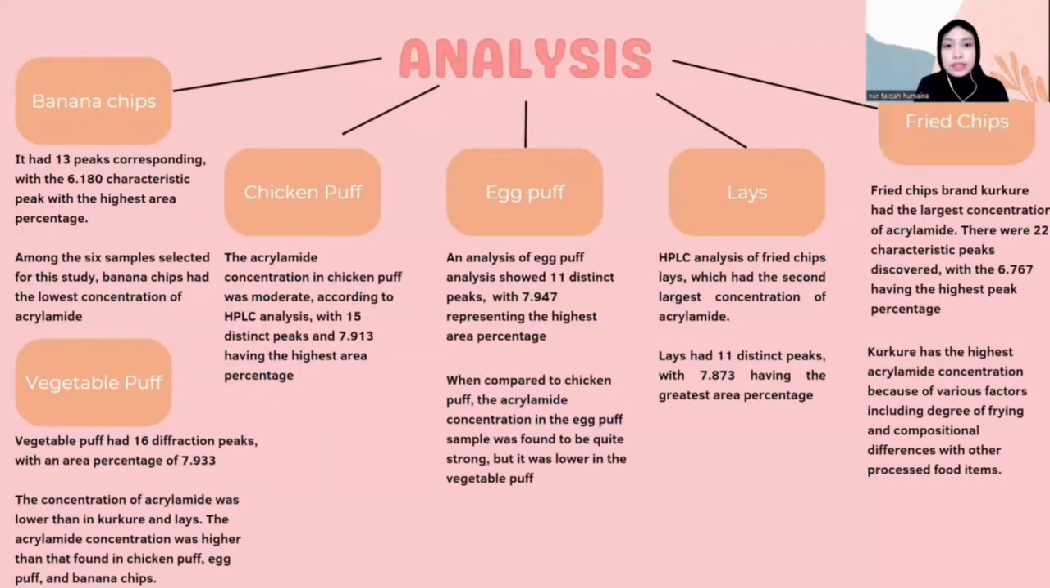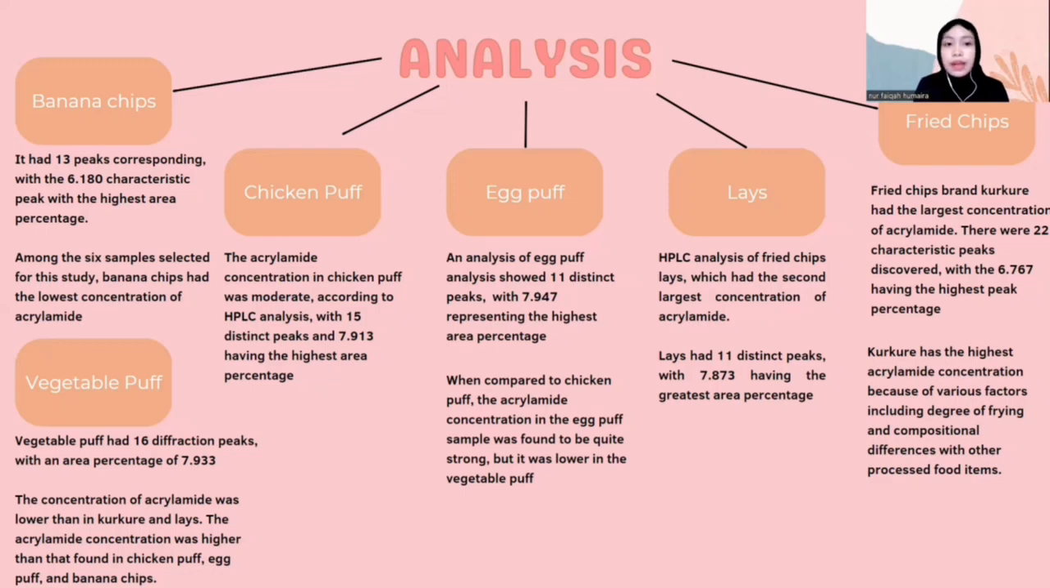There were six samples analyzed: banana chips, chicken puff, egg puff, Lay's, fried chips, and also vegetable puff. For banana chips, it had 13 peaks, with 6.180 the characteristic peak with the highest percentage. Among the six samples selected for the study, banana chips had the lowest concentration of acrylamide. Next, vegetable puff had 16 diffraction peaks with an area percentage of 6.933. The concentration of acrylamide was lower than Kurkure and Lay's. The acrylamide concentration was higher than that found in chicken puff, egg puff, and banana chips.